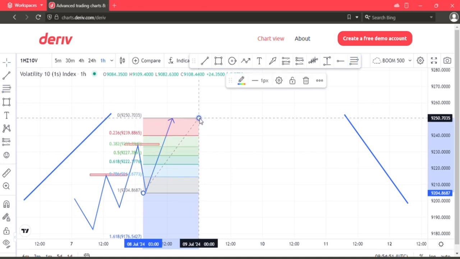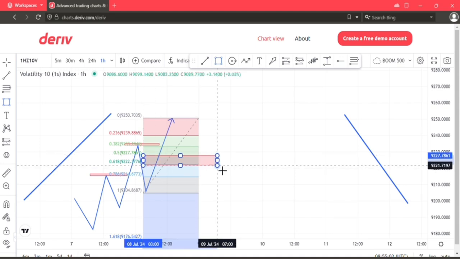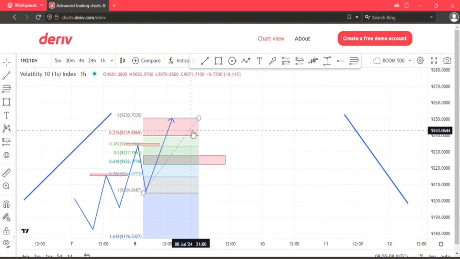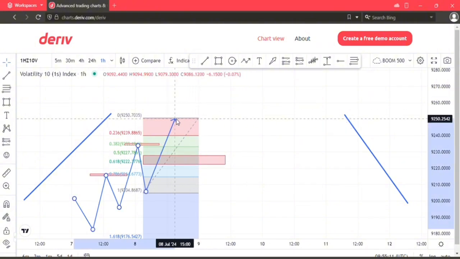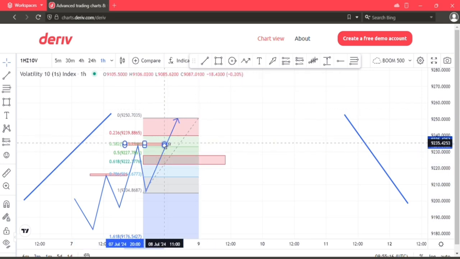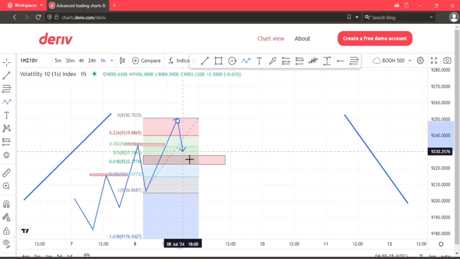So this 0.5 and 0.618 is our golden zone, where you have interest to sell the market. So after you have got your golden zone right here, wait for the market to reverse back into your golden zone like this.